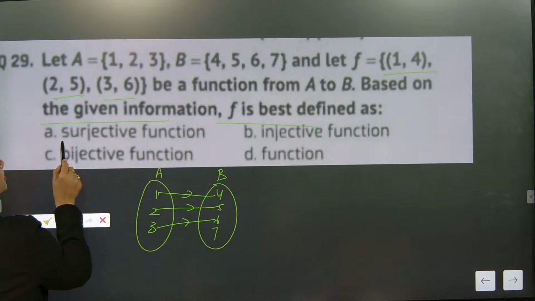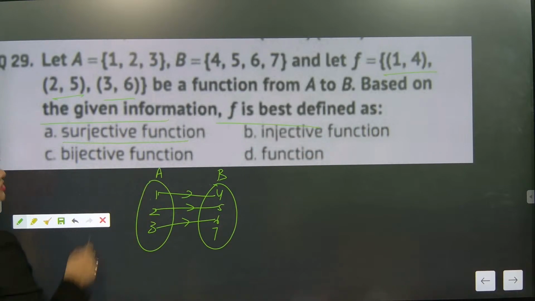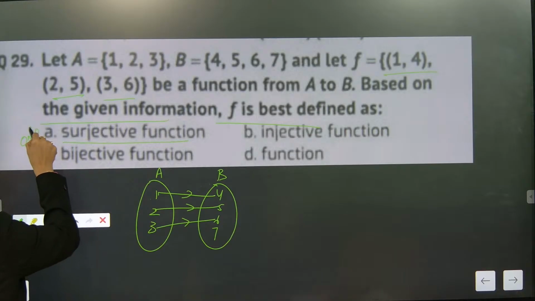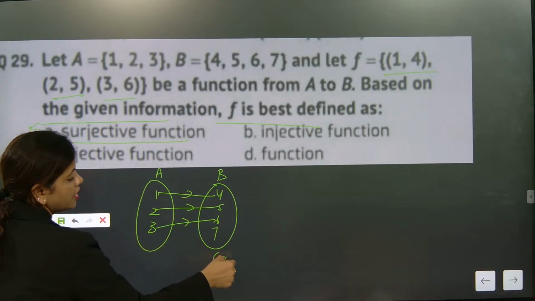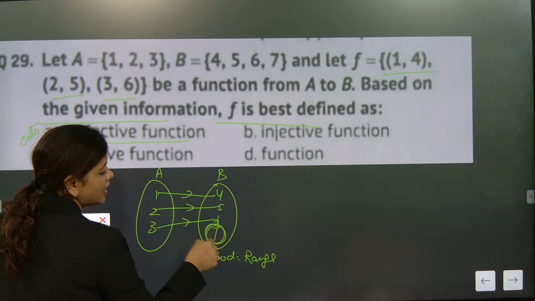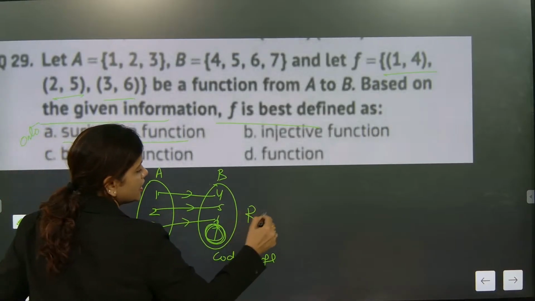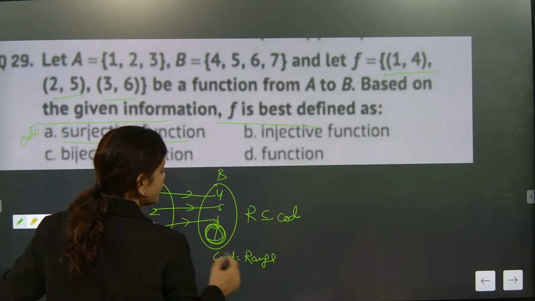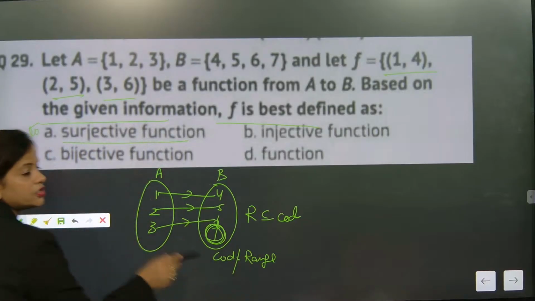Is it a surjective function? No. Surjective is onto. Onto means the codomain must be equal to the range. But here one element is left unmapped. Here the range is a subset of the codomain. The codomain is not equal to the range, so it is not onto.